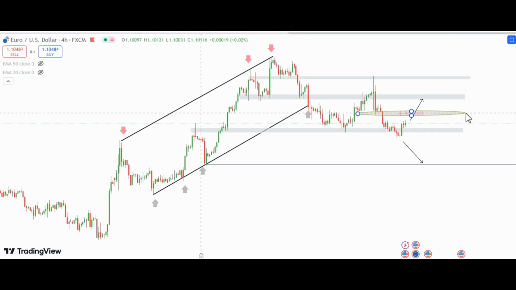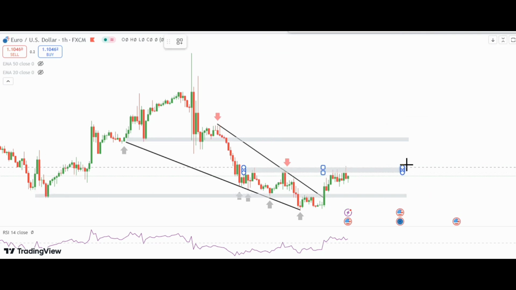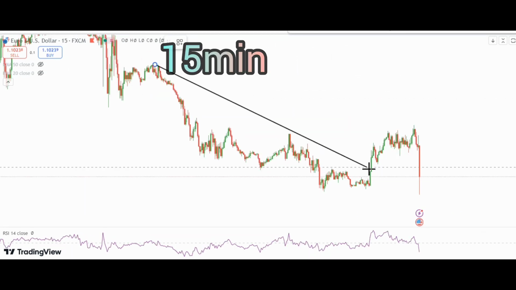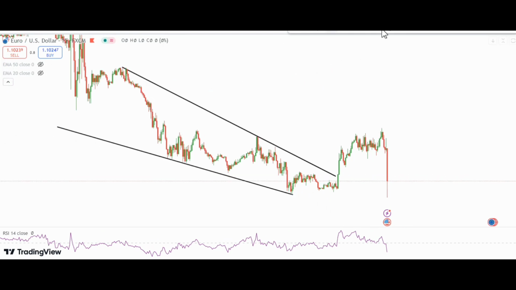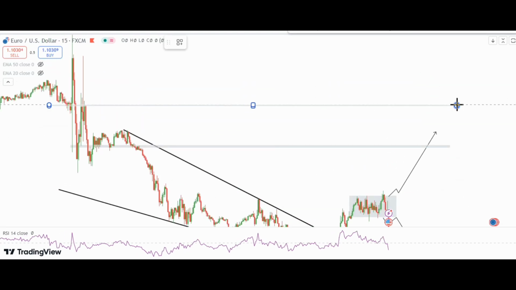On the 1-hour chart, we saw price action confirming a potential buy entry at 1.10263, and on the 15-minute chart, we had our precise entry point. With a stop loss just below 1.1000, this trade had a solid risk-reward ratio of 1 to 3.